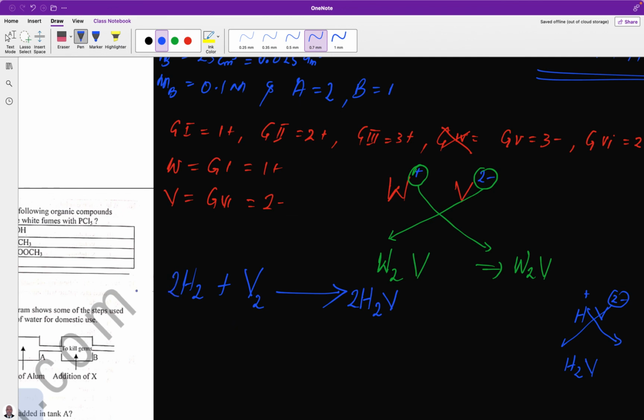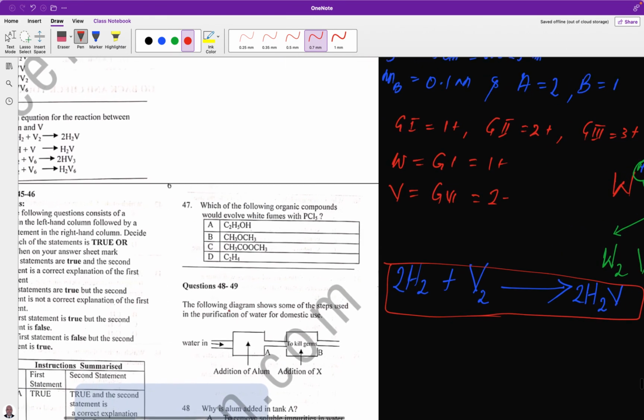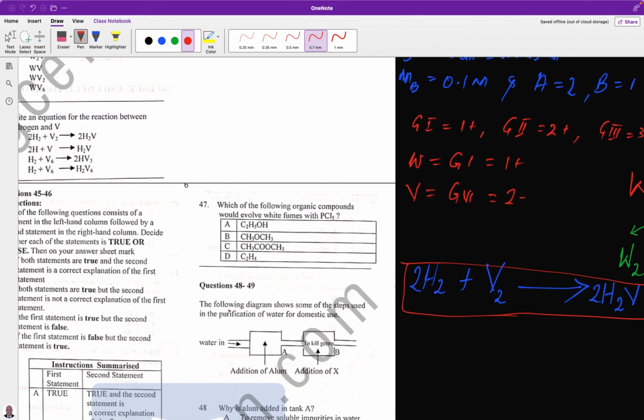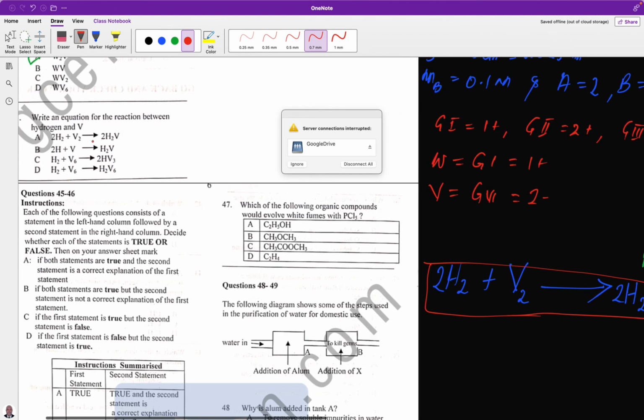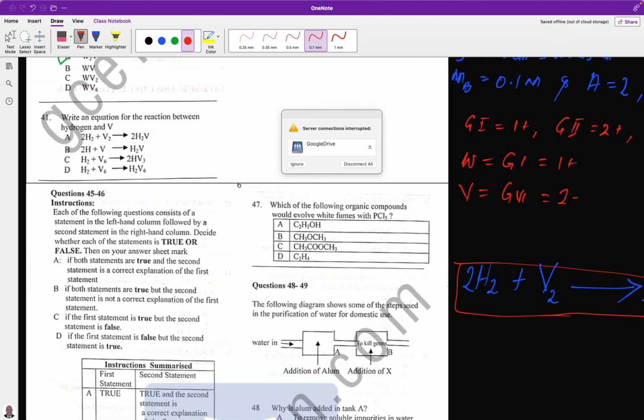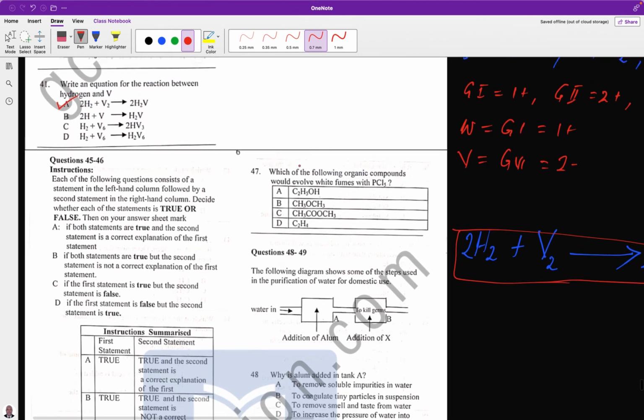Let's see if we have an equation like this in our answer column. Hydrogen plus V will give us this. Our answer is A. So A is the right answer for question number 41.